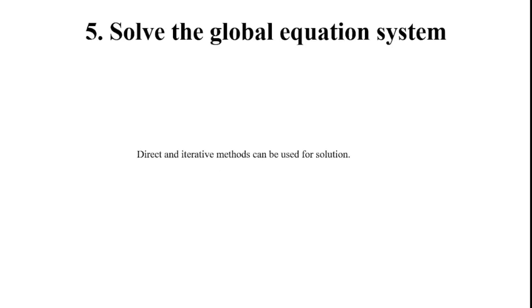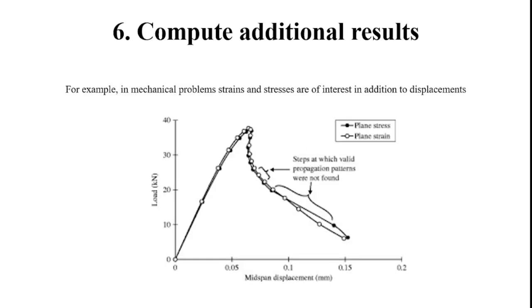After that, finally, I can get the global equation from the fourth step. I can solve the global equation system with direct and iterative methods, like our numerical procedures, Newton-Raphson method, likewise a lot of methods are available in an iterative manner. So I can utilize that concept, direct and iterative methods can be used for the solution. Final step, what are all the other parameters involved in my component? I consider these things also. For that reason, the sixth step is also available in FEM, which is compute additional results.